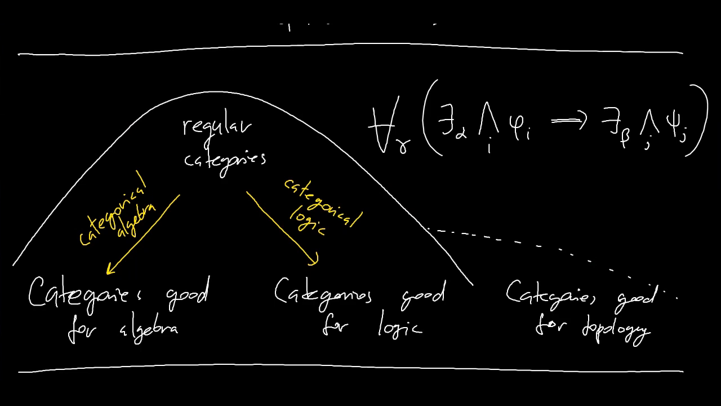And then categorical logic also has been connected with geometry via the same toposes. Toposes were actually introduced in the beginning as a way of generalizing what a space is by Alexander Grothendieck. And then it turned out that toposes which are good for logic are also categories that are good for geometry, specifically algebraic geometry.